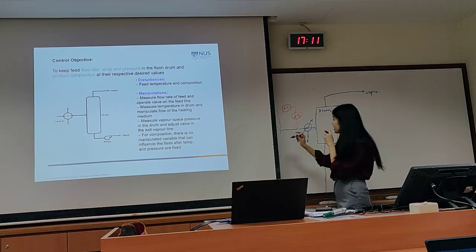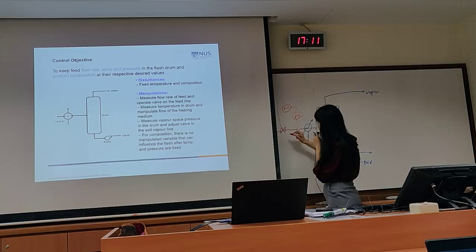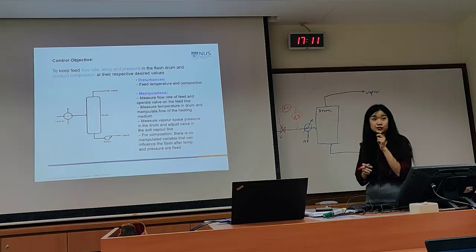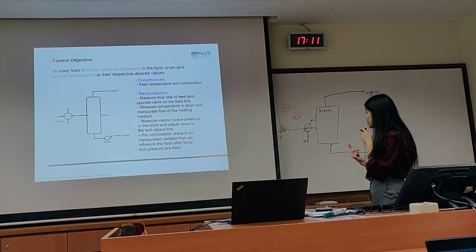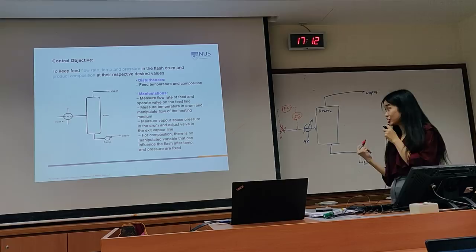So because there's a flow rate, your actuator can be this valve. By changing this valve position, you will be able to change the flow rate of the feed stream. So this is how we control the feed stream. This is the direct way: you just measure the flow rate and then change the valve position.